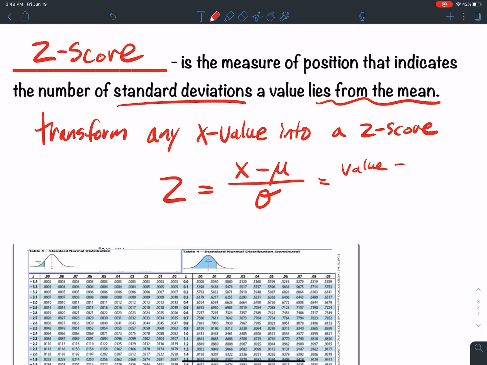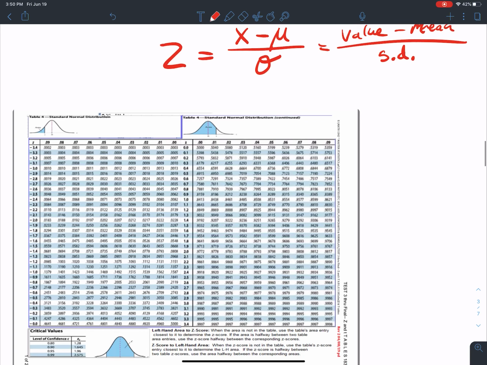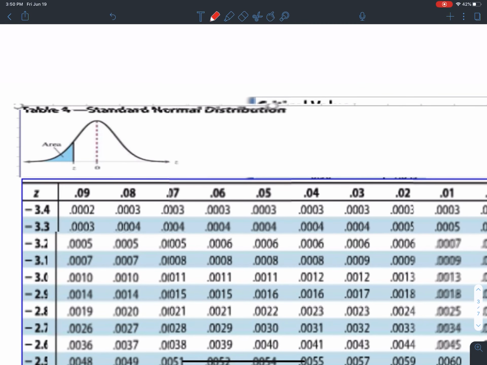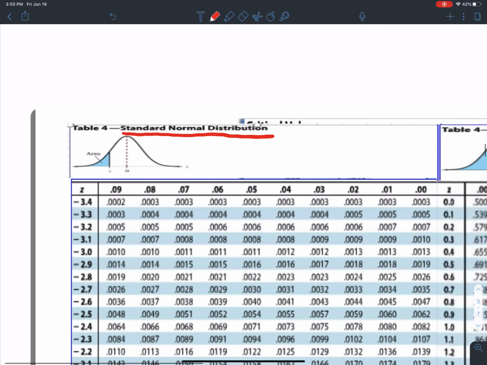So it's the value minus the mean over standard deviation. Okay? So this table here is the standard normal table, the standard normal distribution, right?